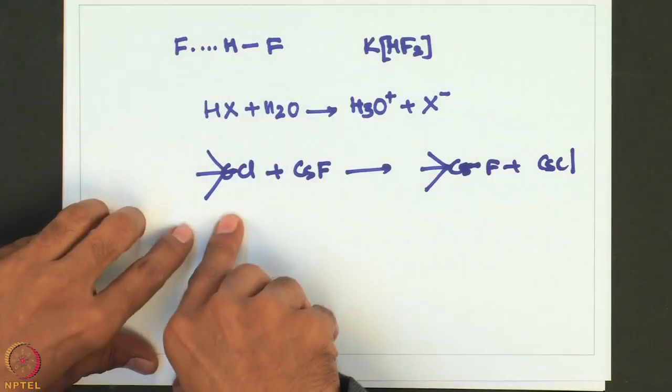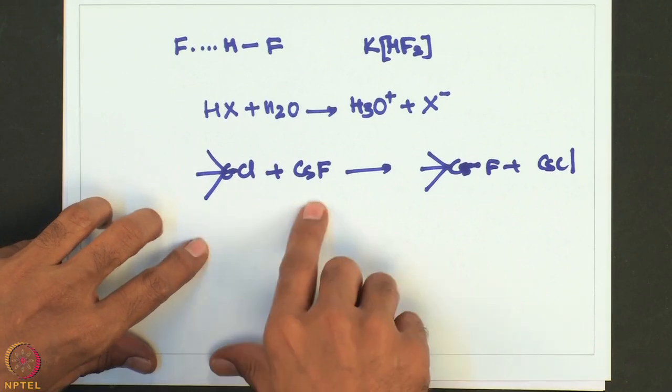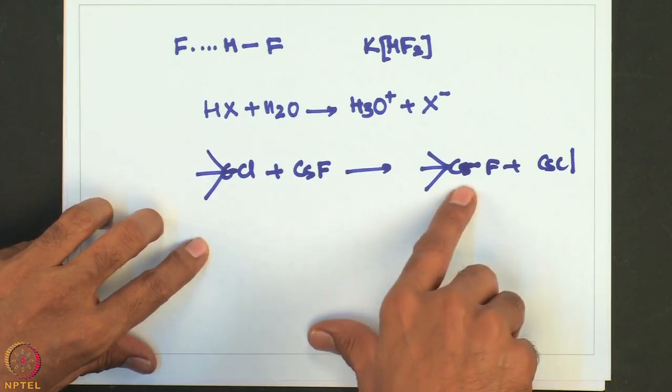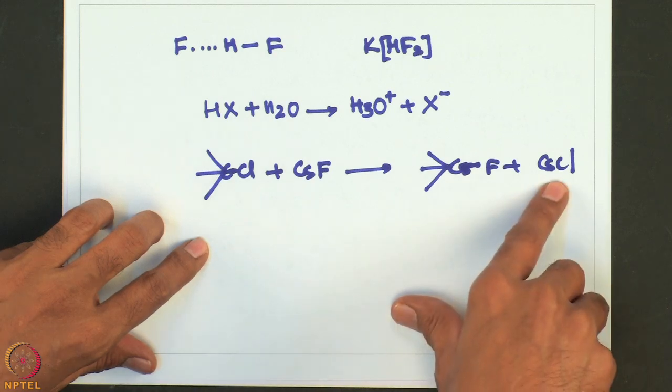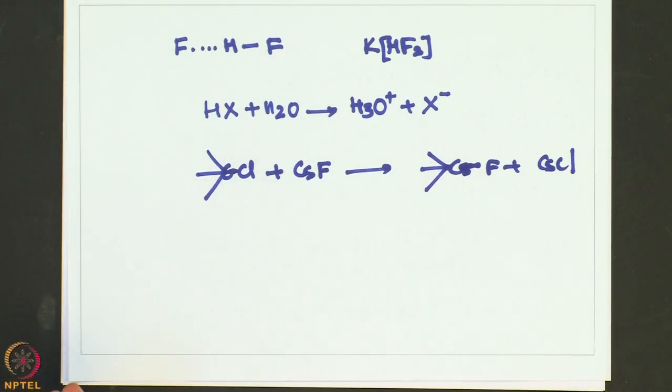If you take this C–Cl bonded compound and treat it with cesium fluoride, fluorine exchange takes place to form the fluorinated compound along with cesium chloride. A few other monohalides possess the sodium chloride or cesium chloride structure, for example, silver fluoride as well as silver chloride.